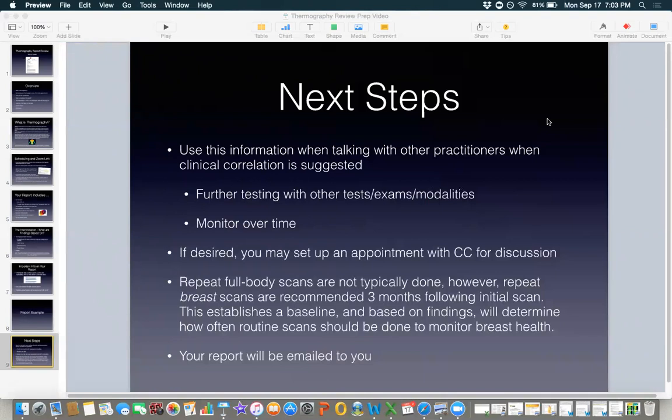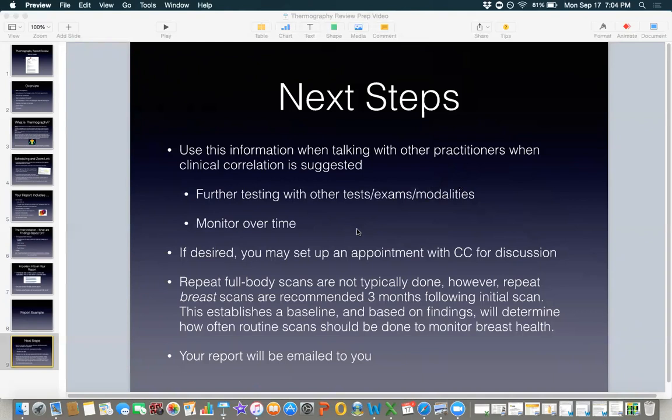We may be able to do some kinesiology testing to see if it comes up with kinesiology. And repeat full body scans are not typically done, but we do repeat breast scans. We can monitor breast health over time, but there are just too many things in the body that could change. And breast health is what we really want to monitor.